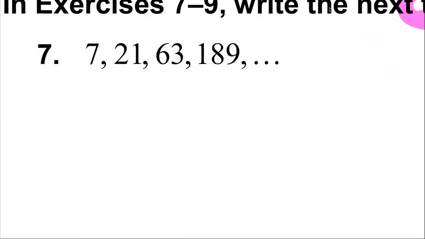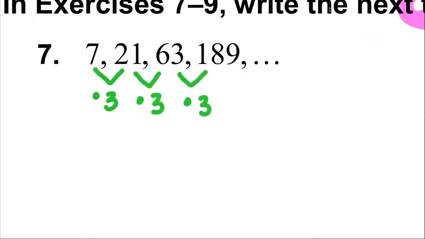We know it's geometric, so we know we're multiplying by a number. Okay, well, what is that number? From 7 to 21, we're multiplying by 3. 21 to 63, we're multiplying by 3. 63 to 189, we're multiplying by 3.